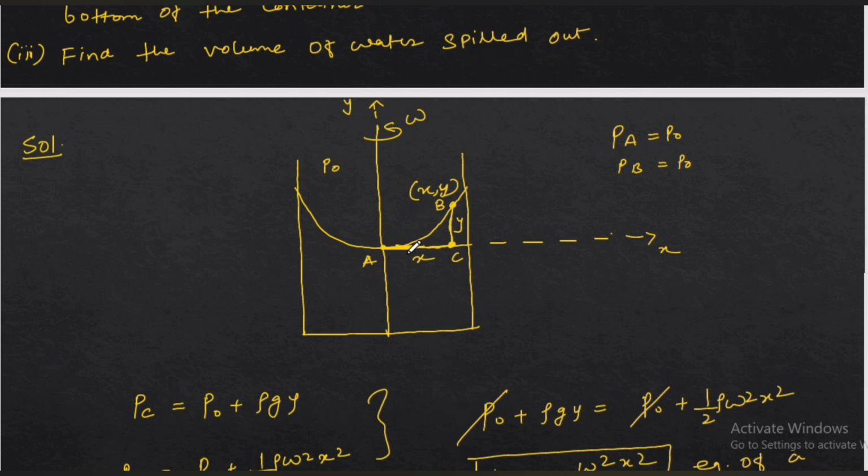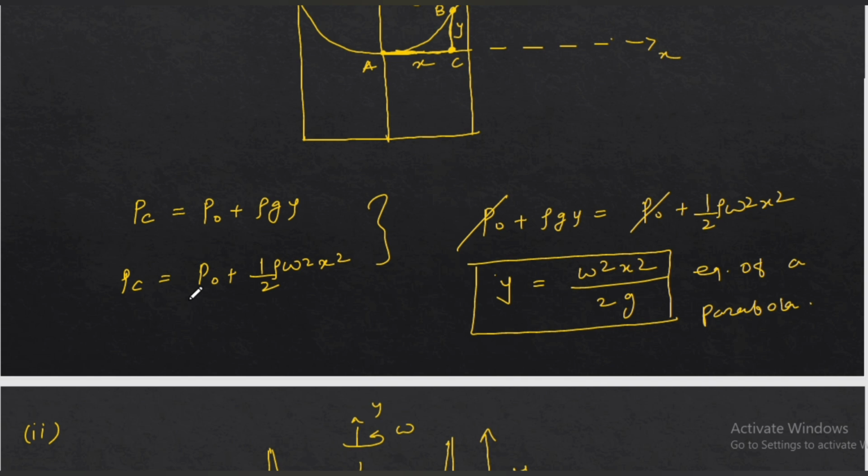So you are moving in the horizontal direction, and there is one acceleration in the horizontal direction, that is omega square x, right? And this is a rotating fluid. So the pressure difference between this point is what? Half rho omega square x square. We have seen this, right? So PC will be P naught plus half rho omega square x square, because PA is P naught.